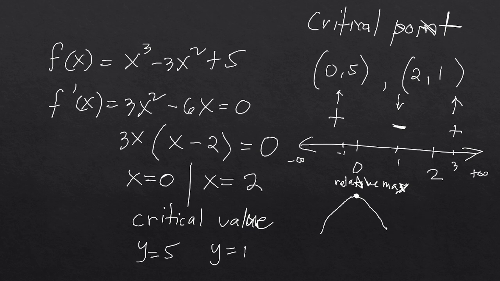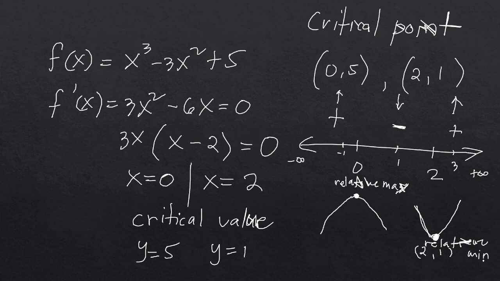And if we consider the other side here, the graph in this interval is decreasing. If you say decreasing, it's going down. While in this interval, your function is increasing. If you say increasing, the slope is obviously inclining to the right. So it will look like this. So this point, the point (2, 1), is what we call the relative minimum. Okay, relative minimum.